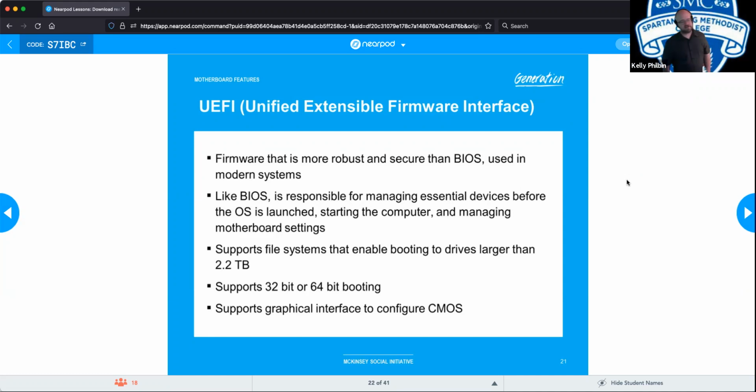The original BIOS couldn't support file systems larger than 2 terabytes. So UEFI is able to exceed that, thankfully. BIOS only supported 32-bit architecture, where UEFI supports 32 and 64. And it is a much nicer looking configuration.